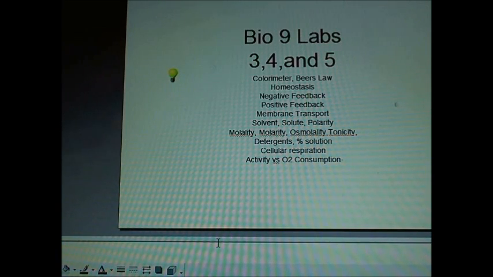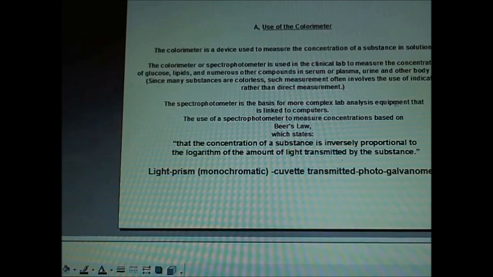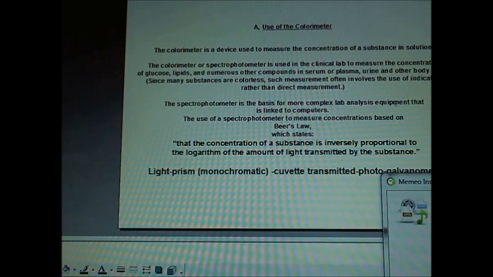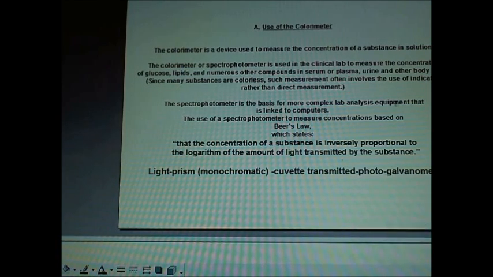The colorimeter, or spectrophotometer, is an instrument that is used to determine the concentration of a substance in a solution. They use it in agriculture. Most commonly it's used in a chemistry or in a clinical lab, like a hospital lab, where we do hundreds of different tests by the use of the colorimeter.